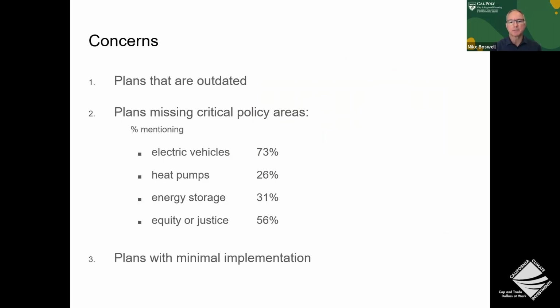Secondly, we did some searching within the plans looking for the presence of critical policy areas. We did more than this, but I've chosen a select few. And you can see that for things like heat pump and energy storage and equity or justice issues, many, if not most, of the climate action plans don't say anything about these. And we know these are important policy areas. So another piece of evidence that these plans might be out of date or not as comprehensive as we would expect them to be.